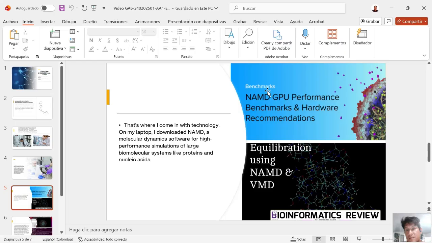Next images: the software NAMD, GPU performance benchmarks, a hardware recommendation benchmark, a calibration using NAMD. Therefore, the software is used.